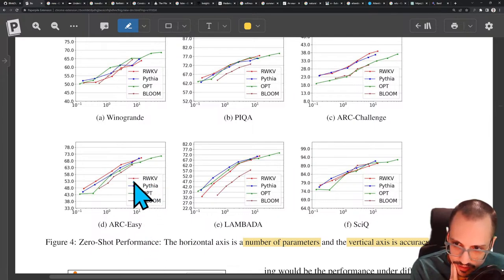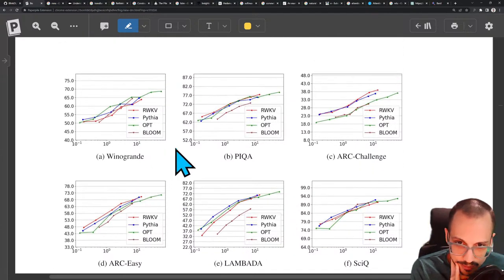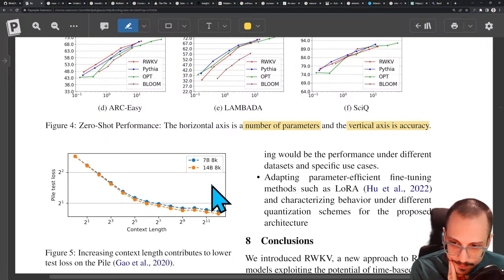So obviously the small version of Bloom is not going to perform as well as the big version of Bloom. And what they're trying to show you here is that RWKV has the same properties, where as you make it bigger, the accuracy improves. Okay, so it's on trend with the other language models.